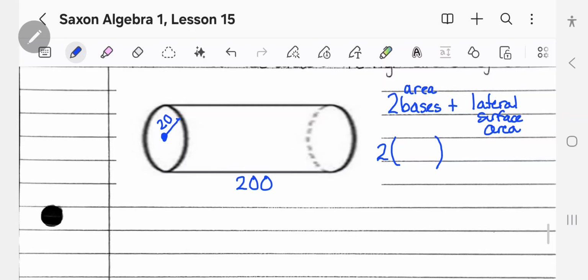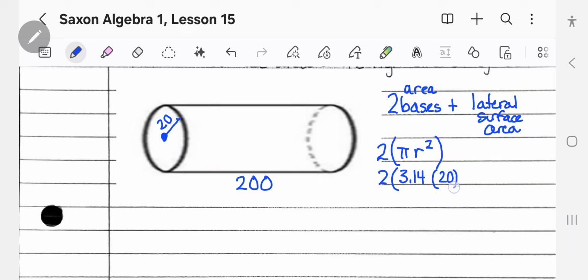So one base is going to be pi times the radius squared, right? So we'll have pi times the radius squared. That's our idea here, where we're going to go. We know that our pi is 3.14. That's what we're going to use to approximate it. And we know that our radius is 20.